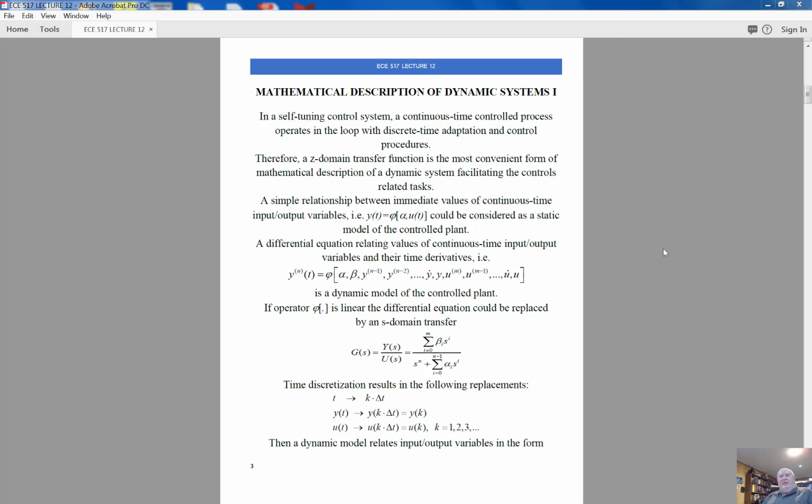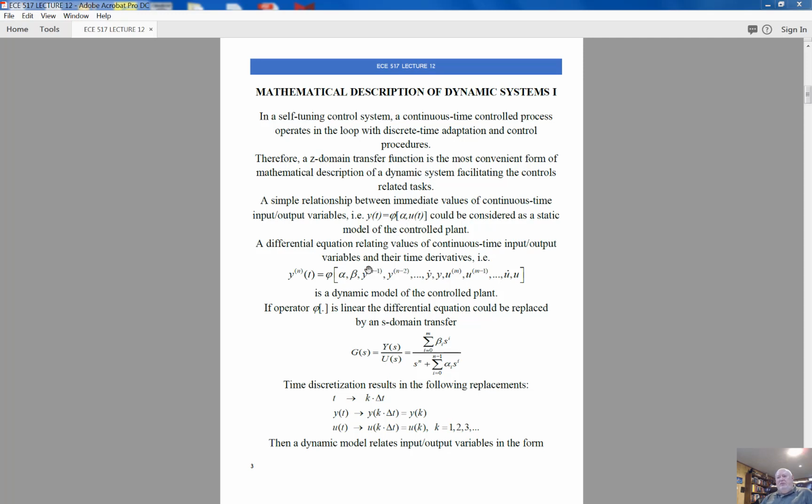Don't forget that we're getting into self-tuning control only because we do not have a very good quality mathematical description of the controlled plant. So first you have to realize that we're working, generally speaking, in the time domain. And what you can see right here is a static, continuous time model that relates immediate values of the output of a dynamic system to the immediate values of the input signal.